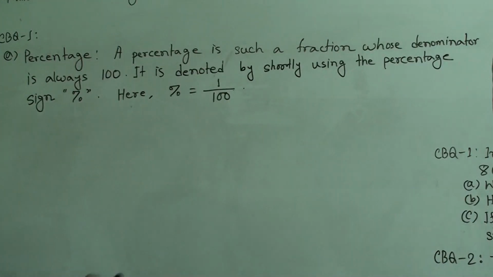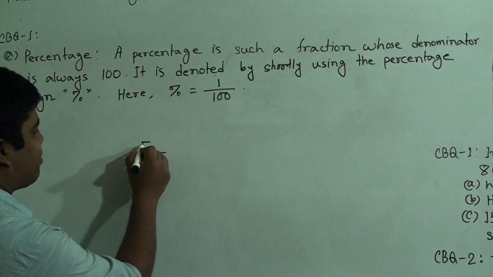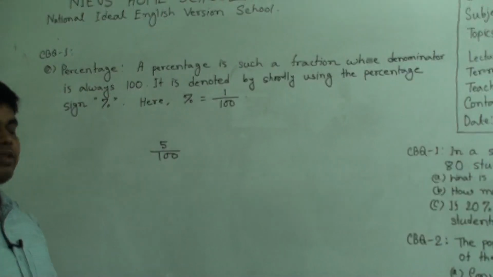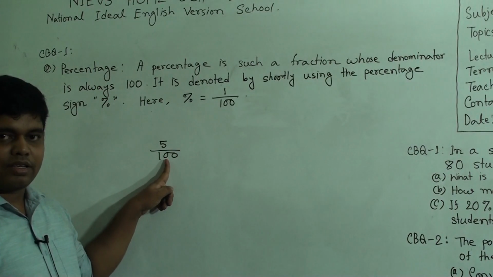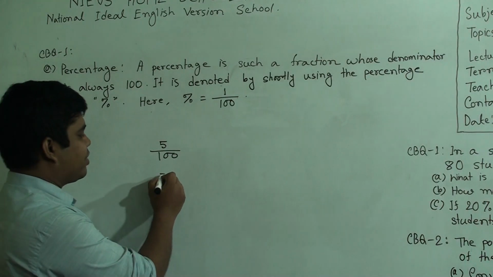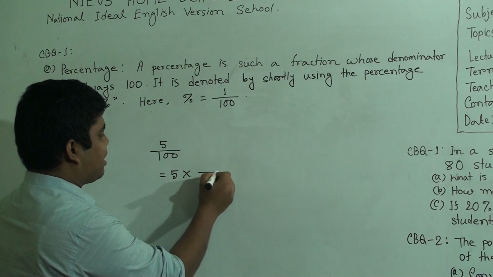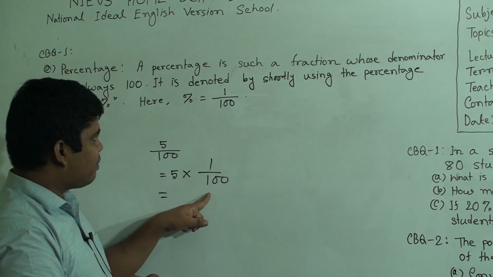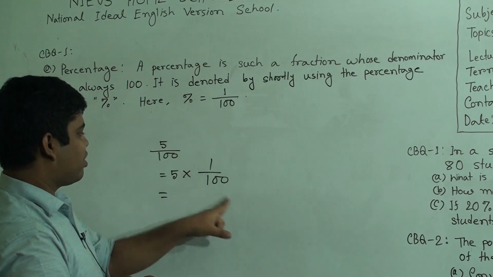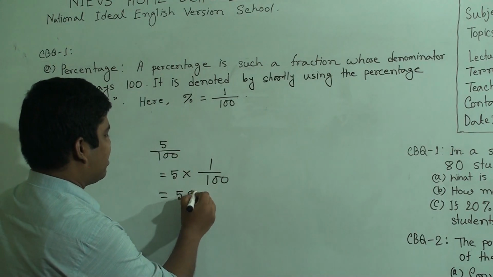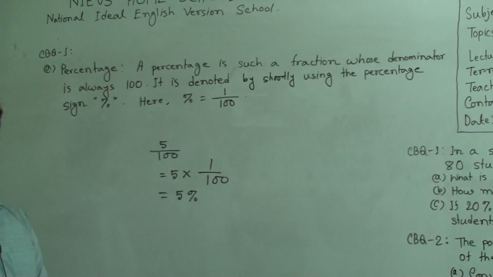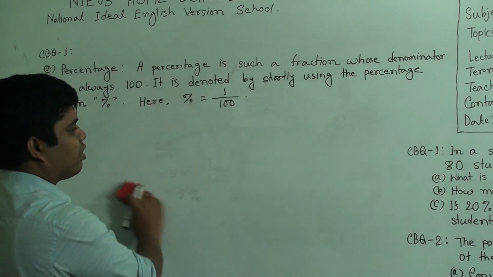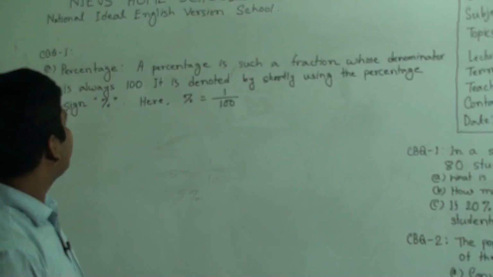So my dear students, notice 5 by 100. This is a percentage, because its denominator is 100. Now from this we can write 5 multiplied by 1 by 100. Dear students, 1 by 100 means this percentage sign. So from this expression we can write 5%. I hope you have understood. Okay, so this is the solution of question number A of CBQ number 1.